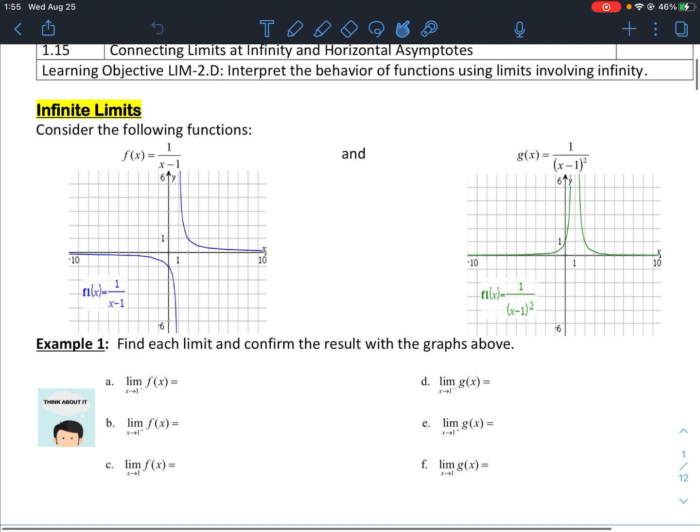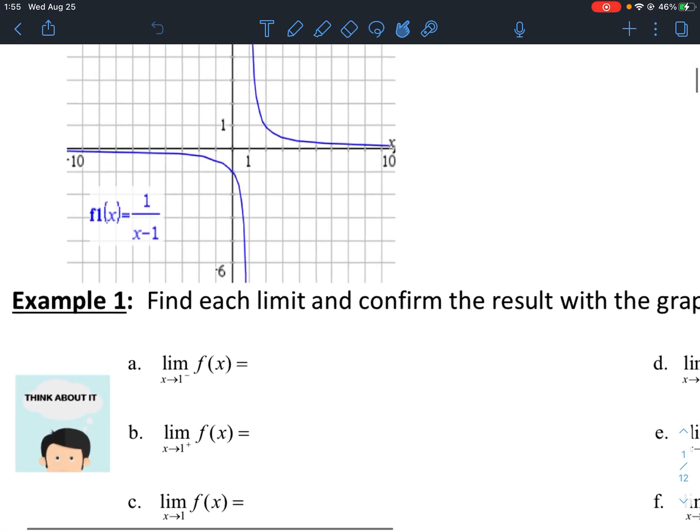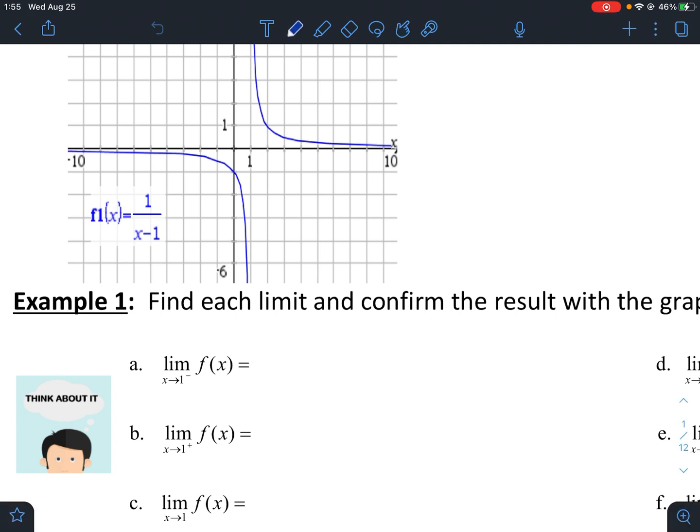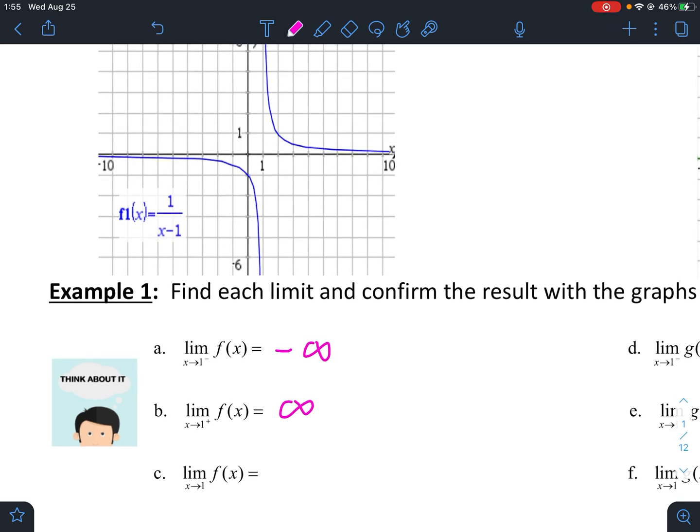And we're taking a look at a couple different limits and seeing what we get. So the first one says the limit as x approaches 1 from the left. That would be negative infinity. And then the limit as x approaches 1 from the right would be positive infinity. Since those two aren't the same, that means our limit as x approaches 1 does not exist.